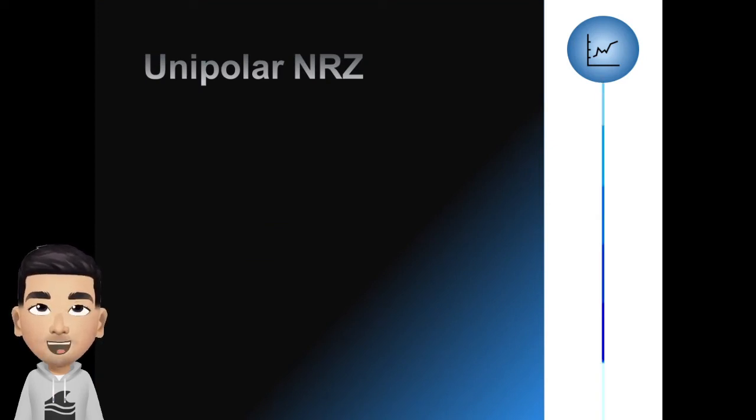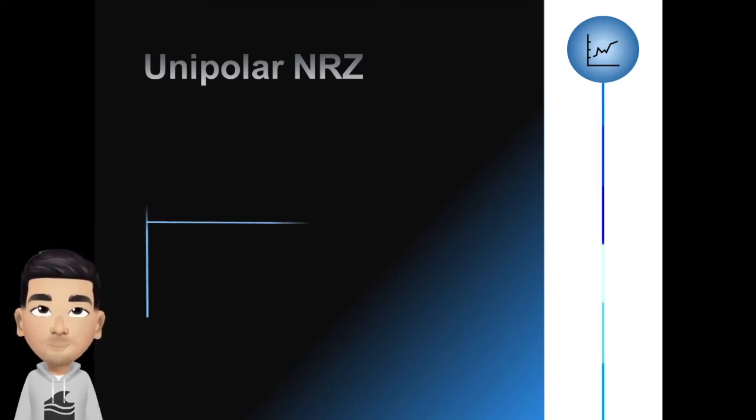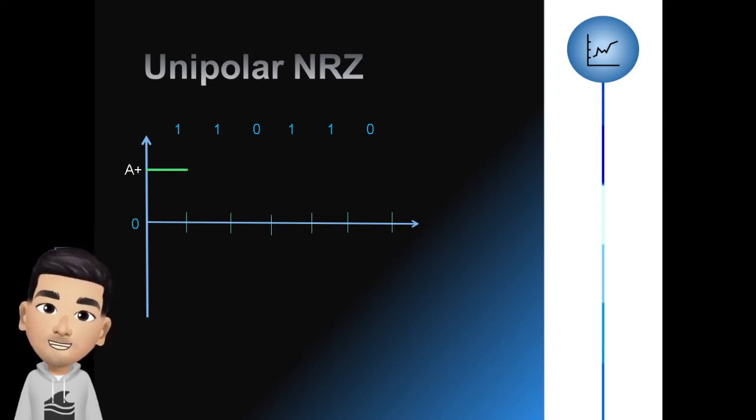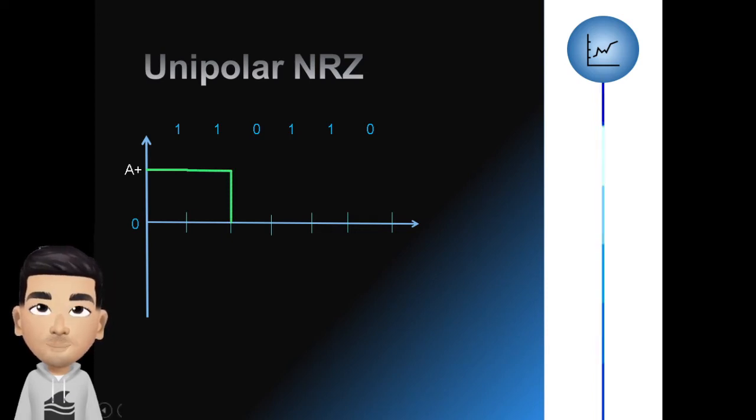Example of unipolar NRZ or non-return to 0. Here we have binary or digital data, which is 110, 110. So we all know that in unipolar, 1 is equal to A positive, then 0 is equal to 0. So here, in the first bit, since it is 1, the signal will go to A positive and complete its whole cycle. Then another data is 1, so it will continue its signal from A positive here. Then the next data will be 0.